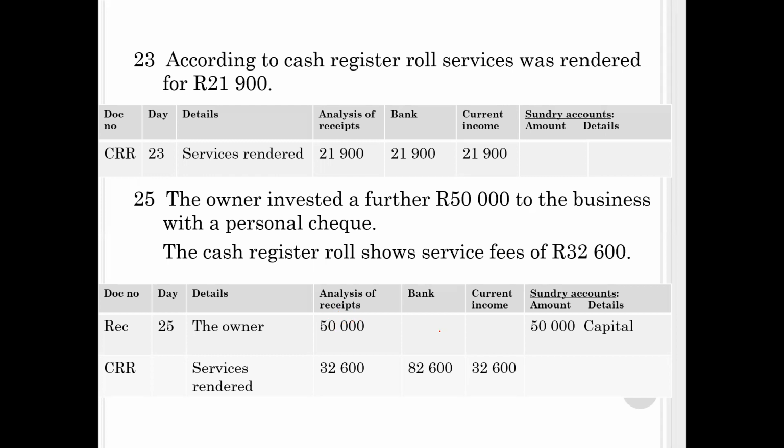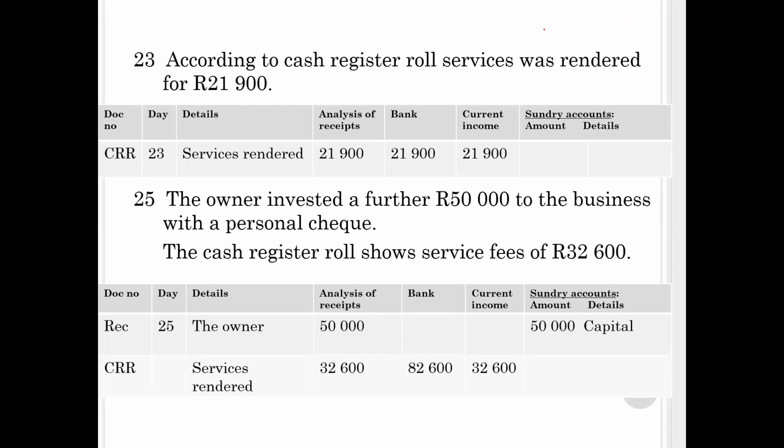Then, be careful. Remember, there's another transaction here on the 25th. So you're not going to take it to bank yet because you need to do the second transaction. But you can say what the 50,000 Rand is for. It is for capital. There's not a capital column at the top, so you take it to sundry accounts and you say 50,000 Rand and it is for capital. Right, then the second transaction, still on the 25th.